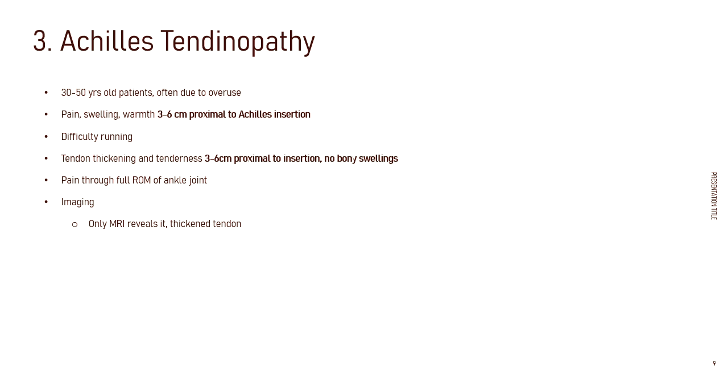Generally, the patients will have pain, swelling, and warmth. Like I said, 3 to 6 centimeters proximal to the Achilles insertion, difficulty running. On examination, they'll have tendon thickening, tenderness, and warmth, again, quite proximal to the insertion. And there's usually pain through the full range of movement of the ankle joint. Imaging, it's only revealed on MRI, and on MRI, you would see a thickened tendon and intrasubstance intermediate signal intensity. If there's a chronic rupture, you will see a hypoechoic region between the tendon ends.